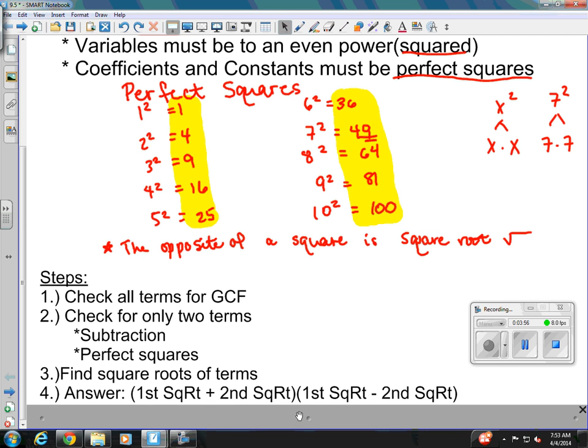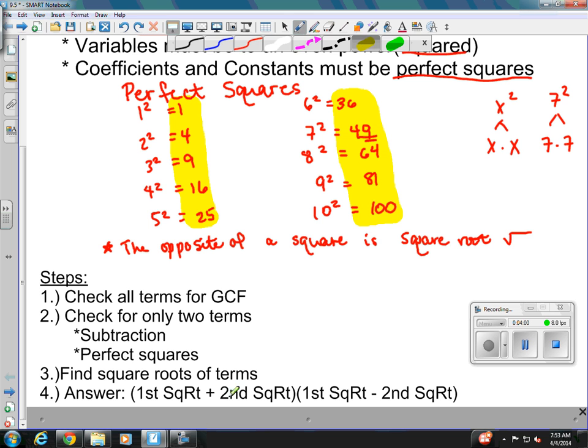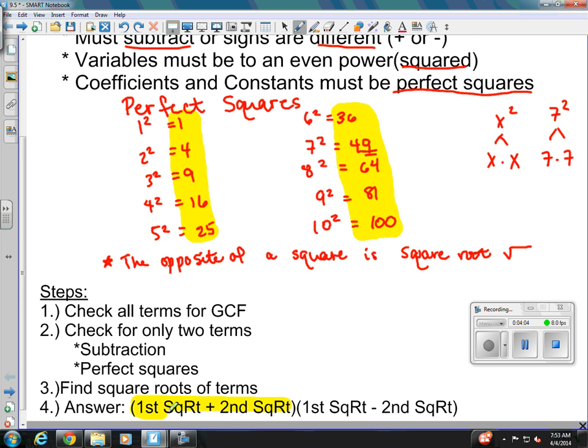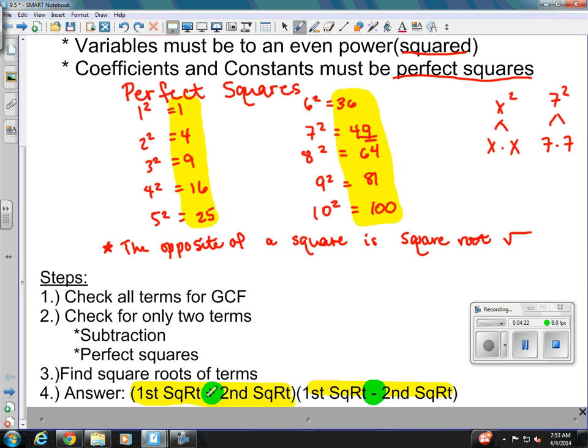And lastly, our answer is written, and we have two parentheses again, two binomials like we did with grouping. So our first parenthesis has the first square root, and this plus sign, our second square root. And then our second parenthesis has our first square root minus our second. So basically, the parentheses are going to have the same things in them, except one's going to be a plus and the other parenthesis is going to be a minus.